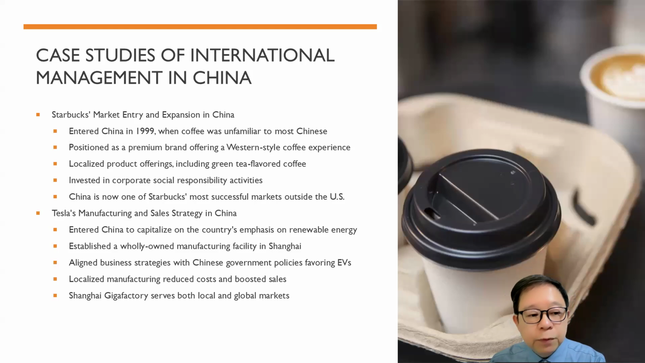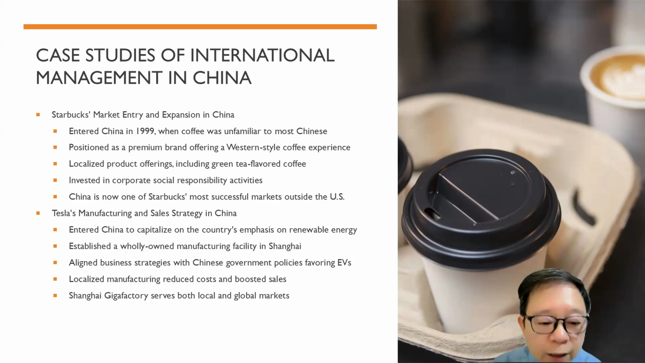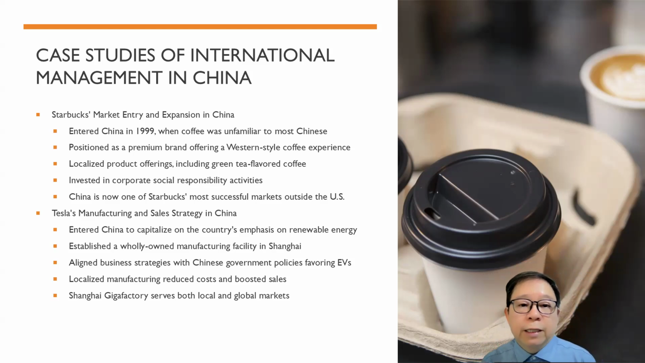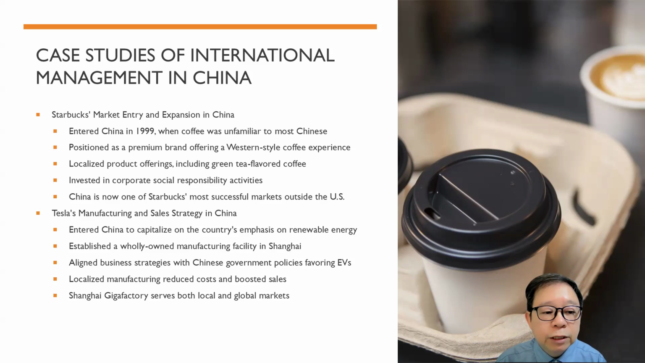So here we explore a few cases, right? The first case we look at is Starbucks. I think we all know Starbucks, right? It's an American company and they have expanded in China. They entered China in 1999, when coffee was not very familiar. The Chinese did not really drink coffee, right? Of course, today is different. So Starbucks positioned as a premium brand offering a Western-type coffee experience. That's how it started. But as they went on, they localized.